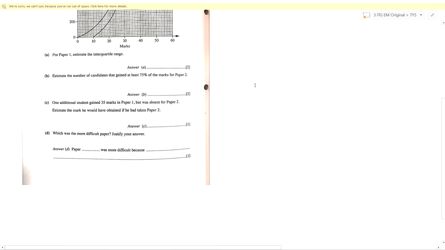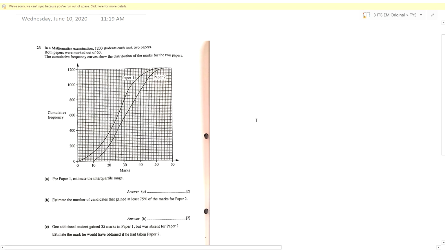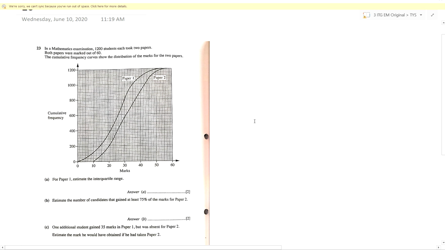23. Just want to focus on part D. Which paper was more difficult? Justify your answer. I think you can get some sense of whether papers are difficult or not after your mid-year exams, for example, after your end-of-year exams in the past.